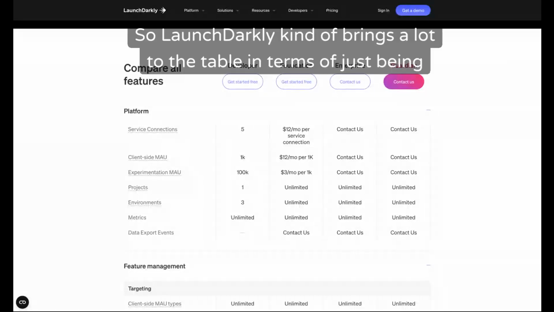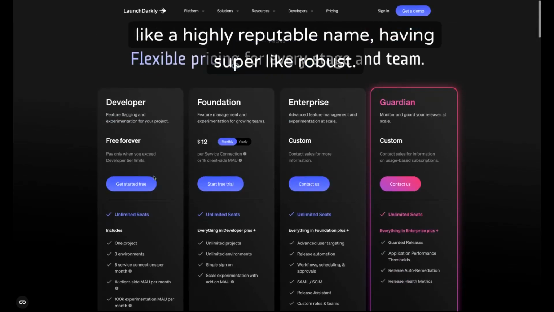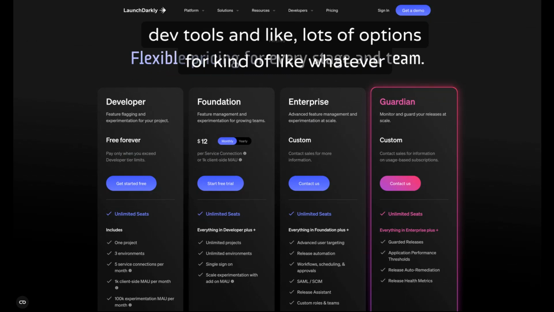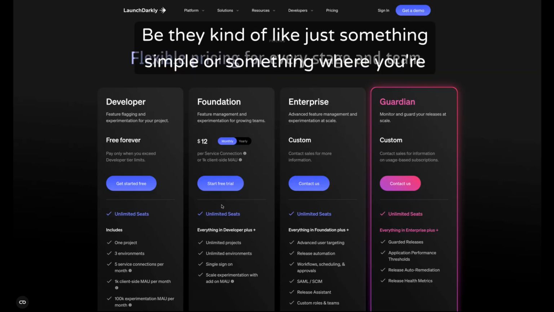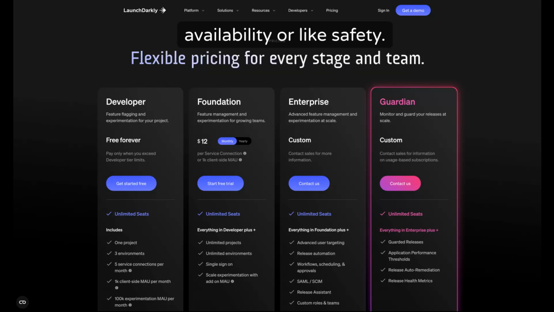So LaunchDarkly brings a lot to the table in terms of just being a highly reputable name, having super robust dev tools and lots of options for whatever architecture you have, being able to cater to whatever needs you have in that architecture, be they something simple or something where you're willing to do a bit more legwork to get a higher level of availability or safety. So they're very flexible. They're very reputed.